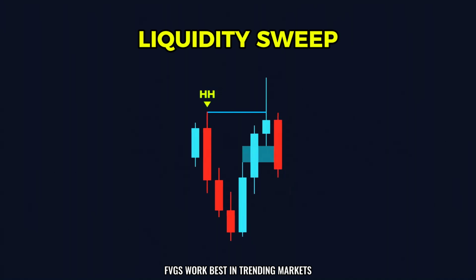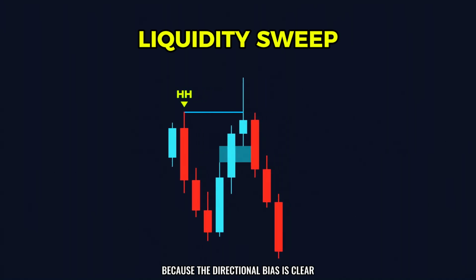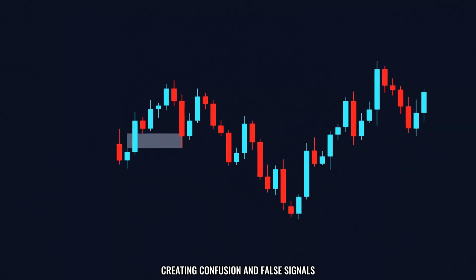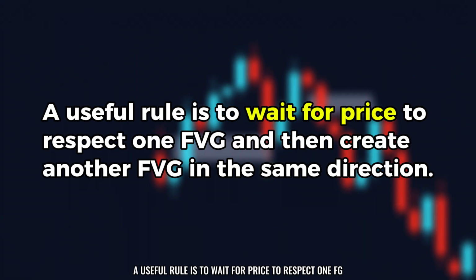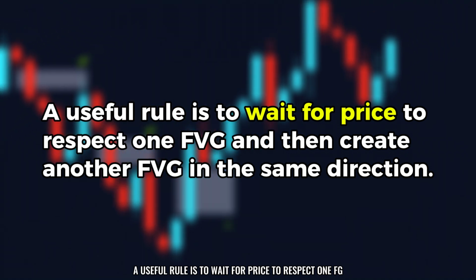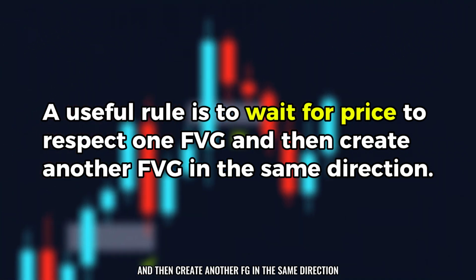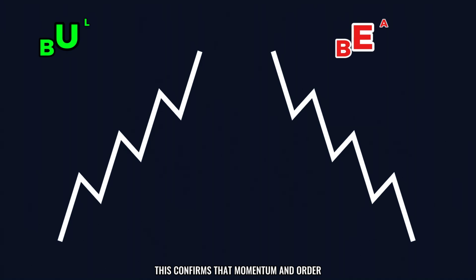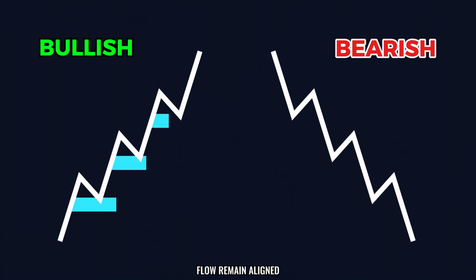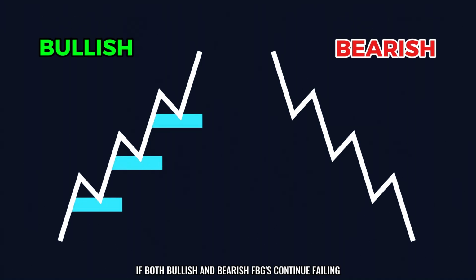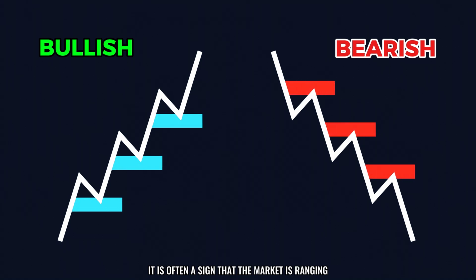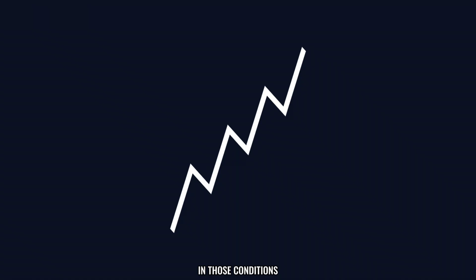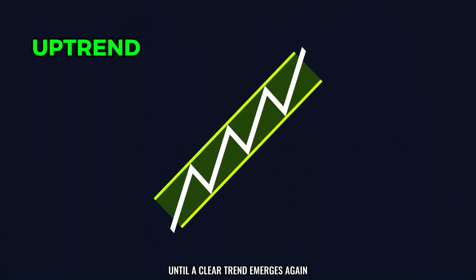FVGs work best in trending markets because the directional bias is clear. During consolidation, both bullish and bearish FVGs can repeatedly fail, creating confusion and false signals. A useful rule is to wait for price to respect one FVG and then create another FVG in the same direction. This confirms that momentum and order flow remain aligned. If both bullish and bearish FVGs continue failing, it is often a sign that the market is ranging. In those conditions, patience is usually the best strategy until a clear trend emerges again.